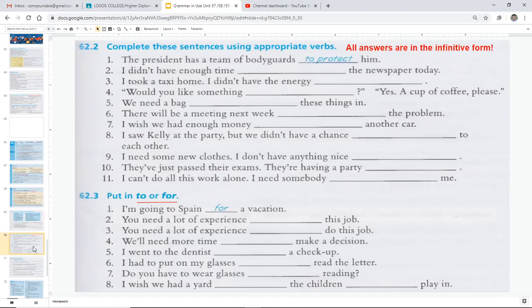Exercises 62.2 and 62.3 are homework. All right. I am not going to tell you the verbs here. I want you to figure the verbs out on your own. But know that in this exercise, all answers are in the infinitive form. So that means all answers are going to have the word "to" before the verb, okay? This one, 62.3, only use "to" or "for." That's all you need to write in here. You have to remember your rule. "For" goes before a noun, and "to" goes before a verb.